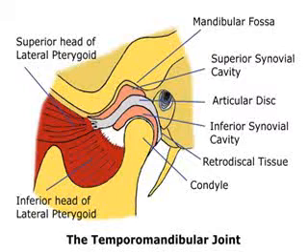The temporomandibular joint represents the joint between the head of the condyle of the mandible and the mandibular fossa, or the glenoid fossa of the temporal bone of the skull, and both of them are articulated with each other through the articular disc in between them. This articular disc divides the synovial cavity of the temporomandibular joint into a superior compartment, represented by the red color, the superior synovial cavity, and an inferior synovial cavity.